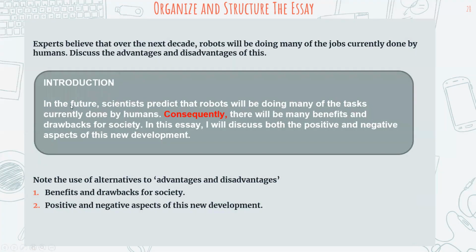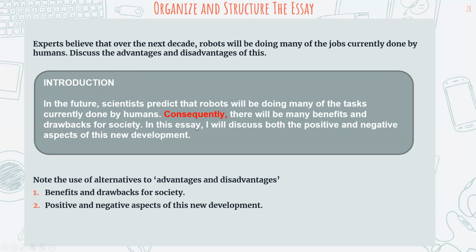The introduction first. In the future, scientists predict that robots will be doing many of the tasks. I didn't say jobs. Okay, and I said I didn't use the word believe. I used the word predict. Okay, and here I used a cohesive device. Okay, just one cohesive device. There will be many benefits. I didn't say advantages and drawbacks. So I used paraphrases or synonyms for society.